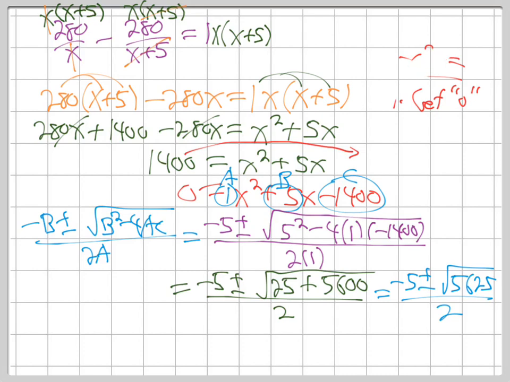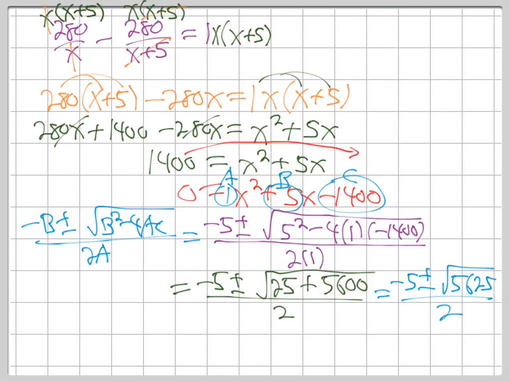Okay. Kind of running out of room here. Go to a fresh screen. Negative 5 plus or minus square root of 5625 all over 2.